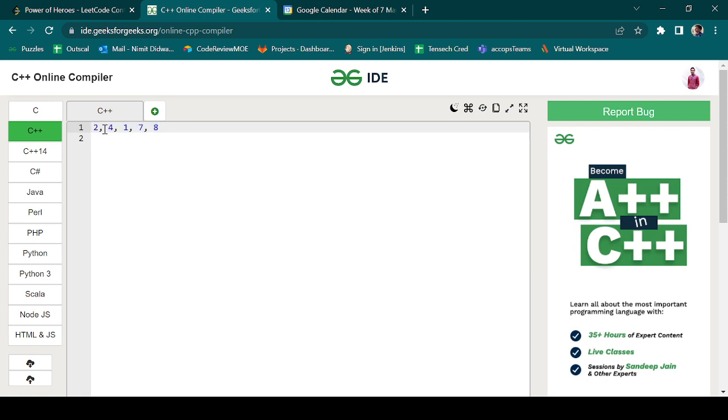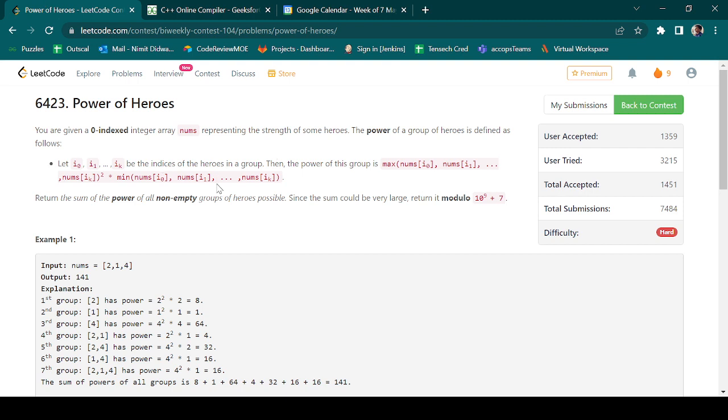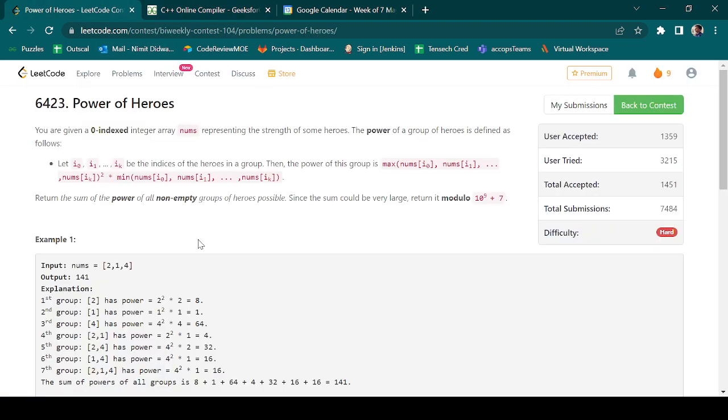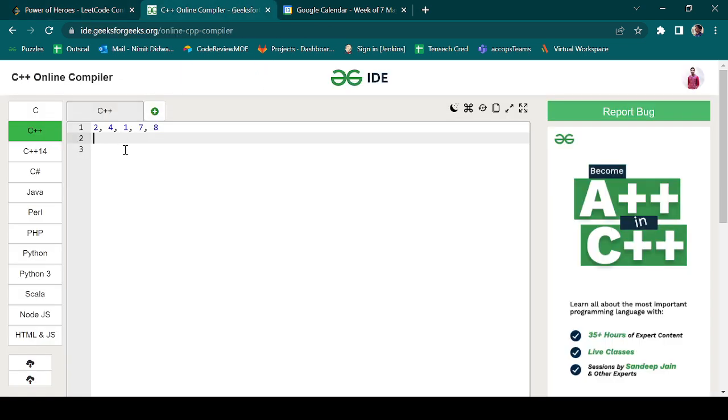Because in our vector we have to consider maximum and minimum, it will be easy to sort this vector. Anyway, we are not considering subarrays or anything like that. Here we are just talking about groups, so the sequence doesn't matter. That's why we can sort it. I'm sorting it in descending order. You will understand why in the upcoming minutes. So the sorted array will be 8, 7, 4, 2, and 1.